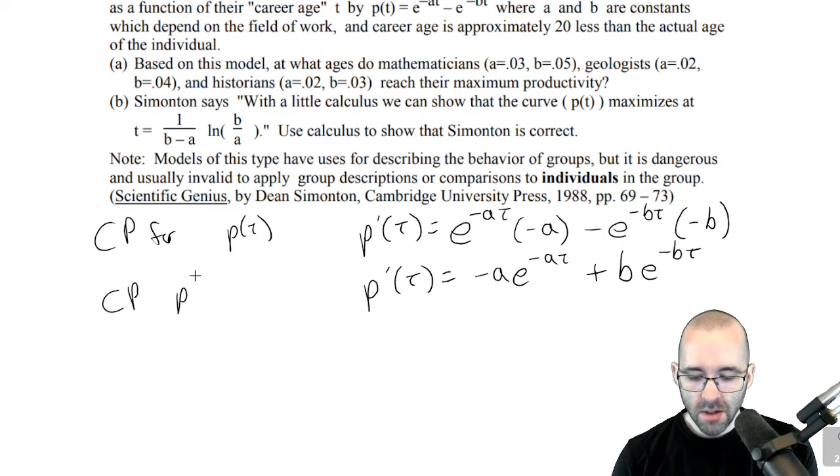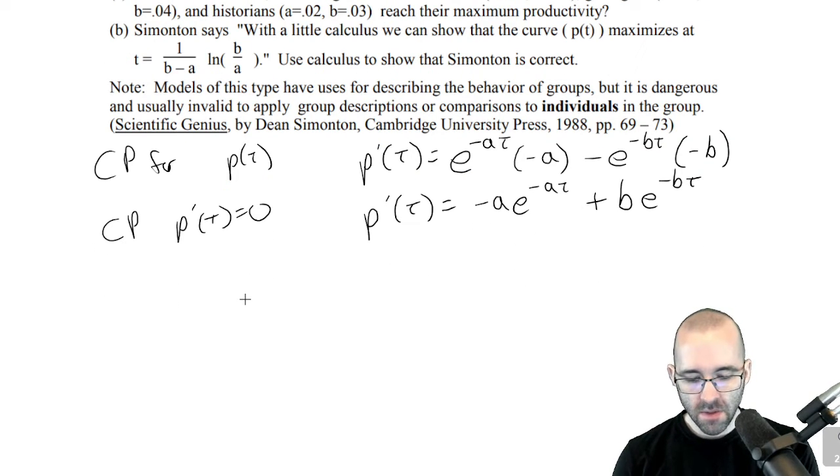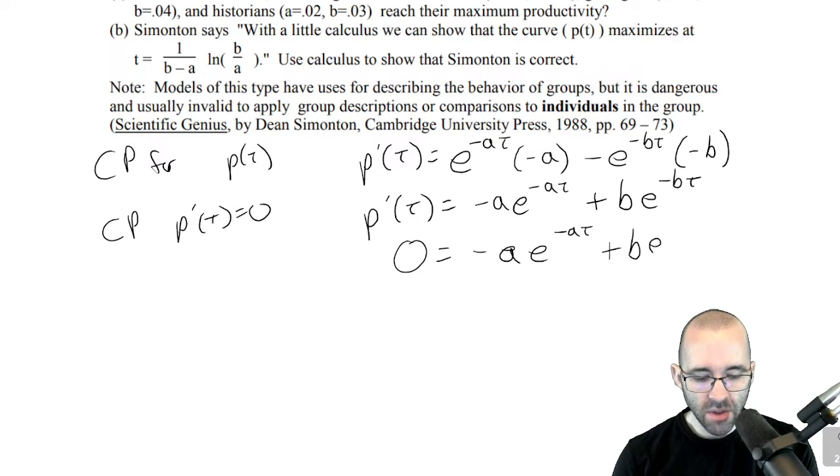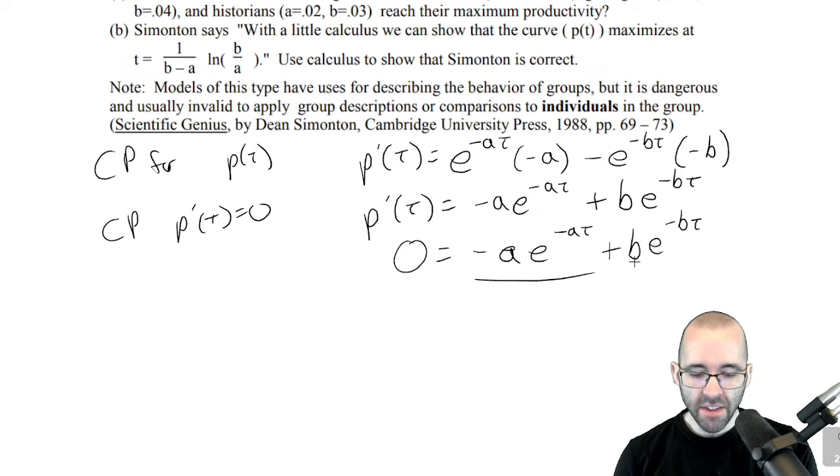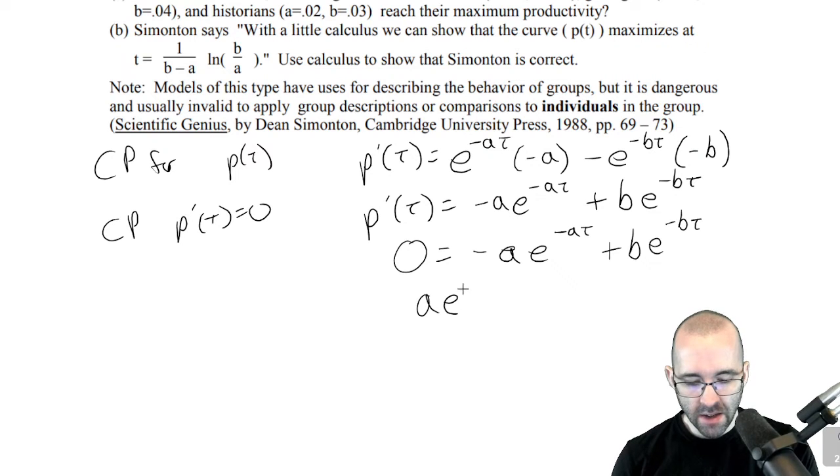And it's a critical point when p prime of t equals 0. So that's when this is the case. Again, we don't know what a is yet. We could eventually plug it in. But if we can solve before plugging it in, we save ourselves a lot of time. Let's add this guy to both sides to get a e to the negative at equals b e to the negative bt.